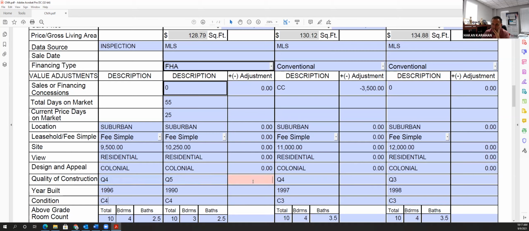One of our comps is Q5. So we're going to take $15,000 away from comp 1. Since comp 2 is Q4, same as the subject property, there won't be any adjustments there. This one is in a better quality, so we're going to give them $15,000. Can anybody see any mistake here?